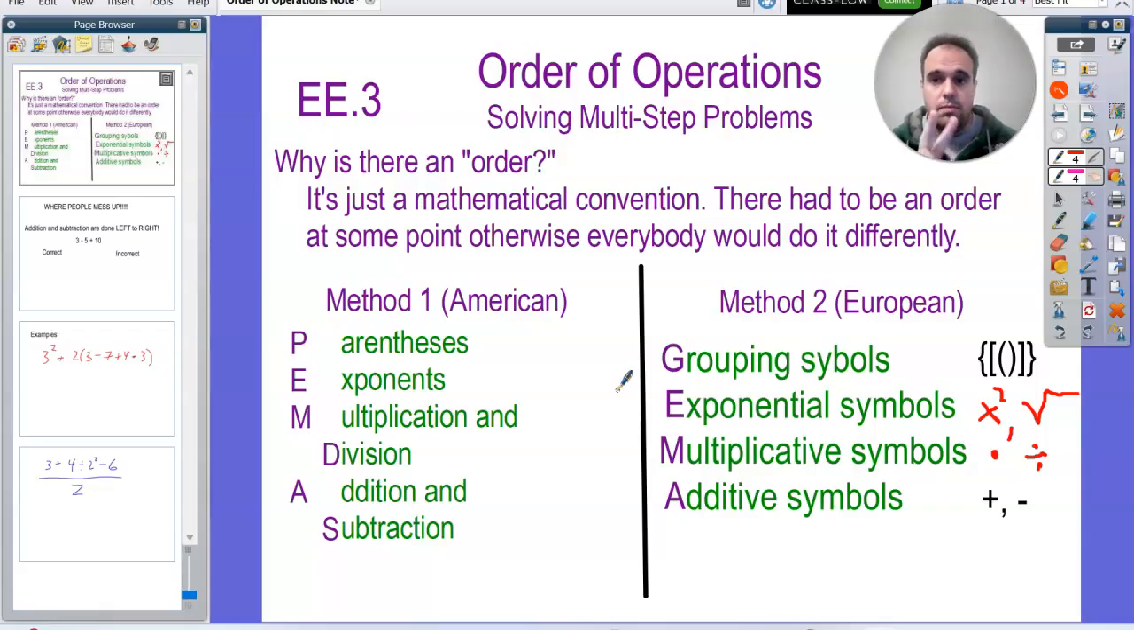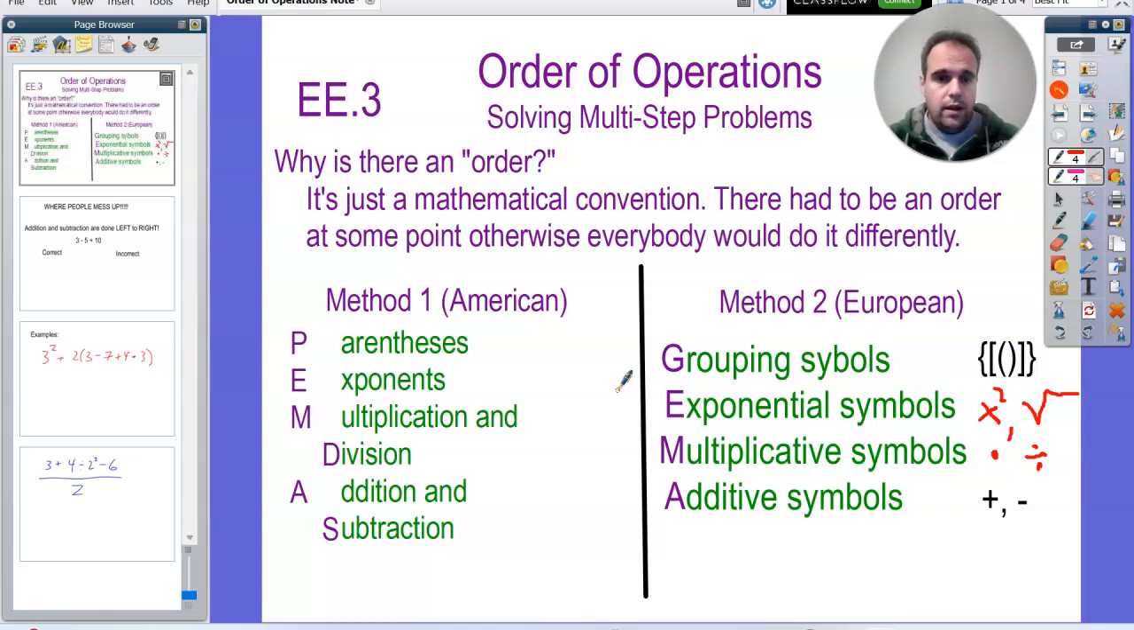So there are two methods here. One is what you probably learned, PEMDAS. That's the American way. It's the one on the left. And then there's the everybody else way, the European way. Here's method number 2. That's GEMA. It's undoubtedly better because it covers more bases and it just has a broader feel. You'll see why when we do it.